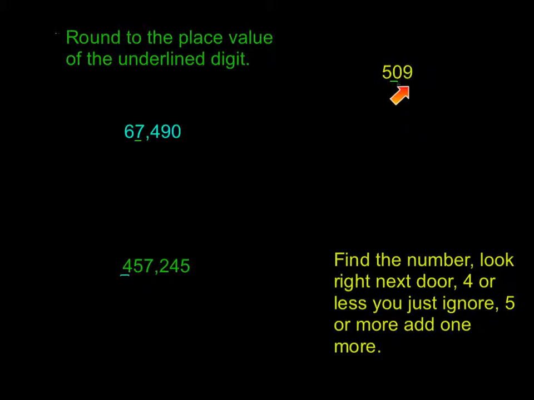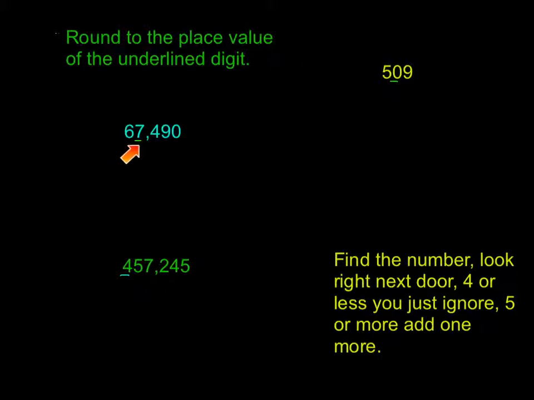So here we have the digit 9 in the ones place, the digit 0 in the tens place, and the digit 5 in the hundreds place, which forms the number 509. So we're going to be rounding to the place value of the underlined digit. The place value of the underlined digit here would be the tens place, because we have our ones, tens, hundreds. Over here on 67,490, we have our ones, tens, hundreds, thousands, and 10,000s.